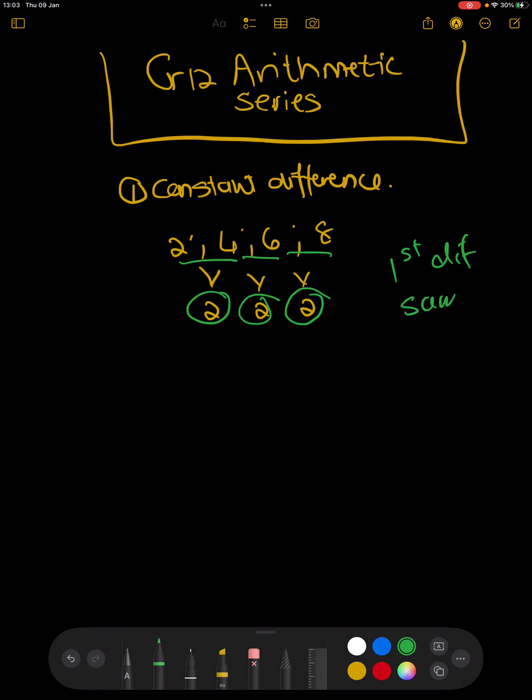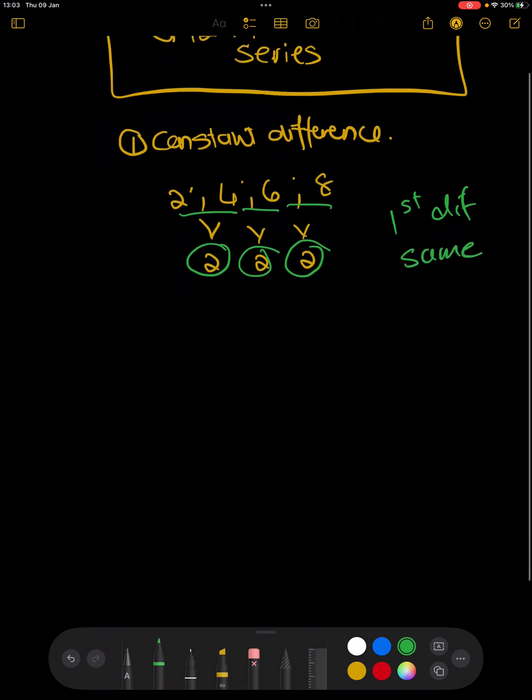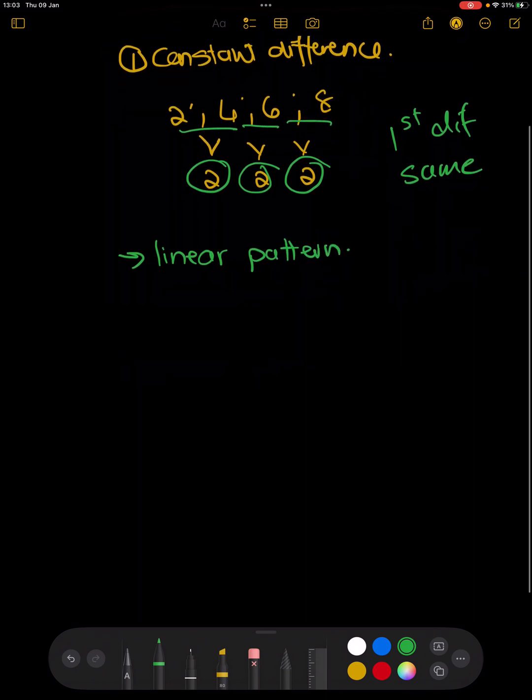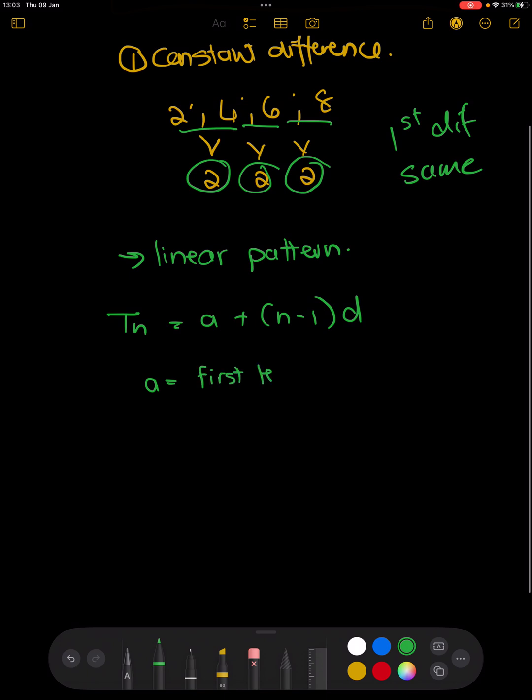So you'll remember from quadratic equations from last year that a quadratic formula has a second difference that is the same, whereas an arithmetic sequence has a first difference that is the same. Another name for an arithmetic sequence is a linear pattern. And the formula for a linear pattern is as follows. Tn is equal to a plus (n minus 1) d, where a is my first term and d is my constant difference.